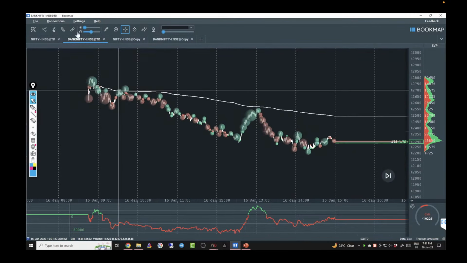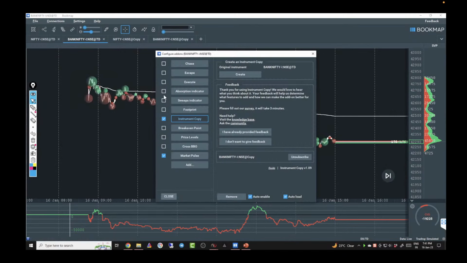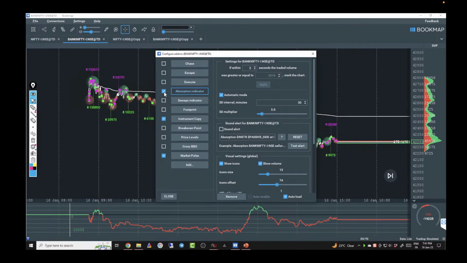So for Bank Nifty also I will enable the absorption indicator. And similar setting goes here. If within 2.5 seconds, that's the default setting. And if within that last 30 minutes is the look back period, again we are using the automatic mode version.